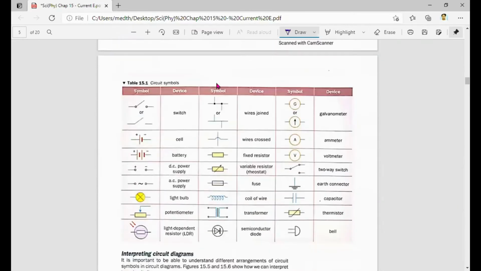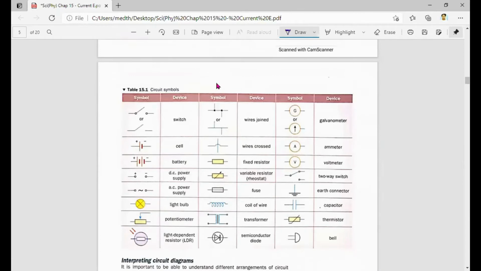Next, 15.1 shows all the circuit symbols. I'm just going to go through some of the important ones that you definitely need to know. Switch, typically I'll use the one with the circle. A cell and a battery. The difference between a cell and a battery is that if I have two or more cells connected together, I get a battery. One cell is just a cell alone. So take note of that.